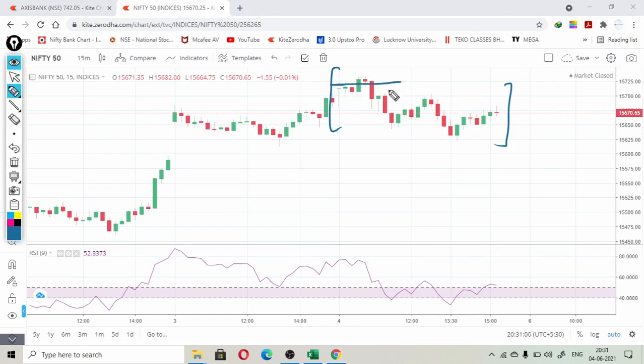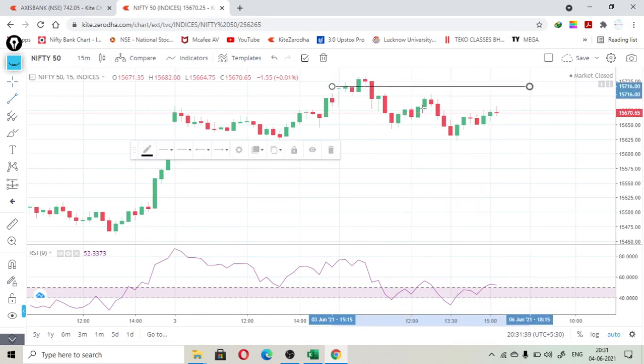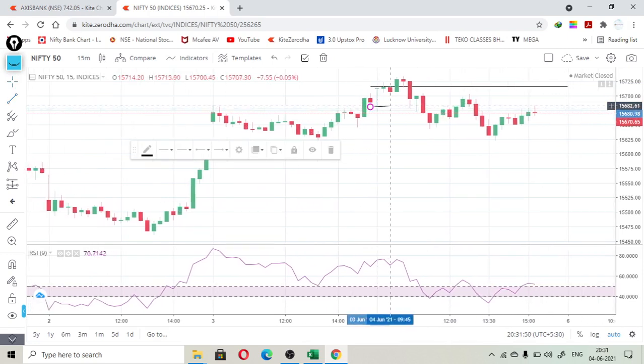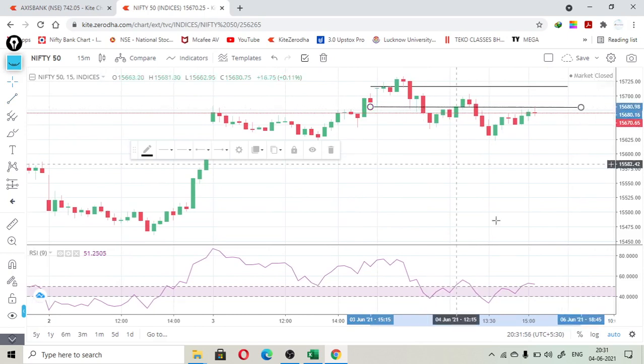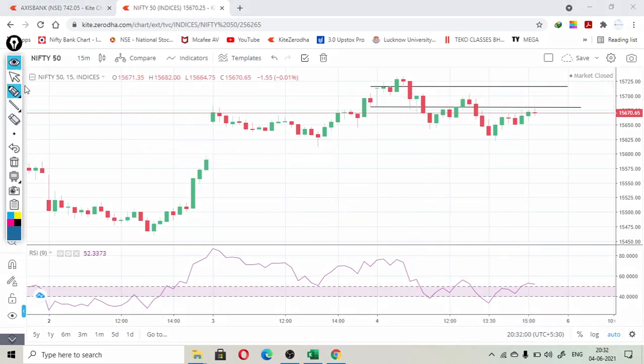So this is the high point. So here we have marked it like this, and another line like this. We have marked the high and low. Now what will you do? We will check whether the high is breaking or not, or the low is breaking or not.